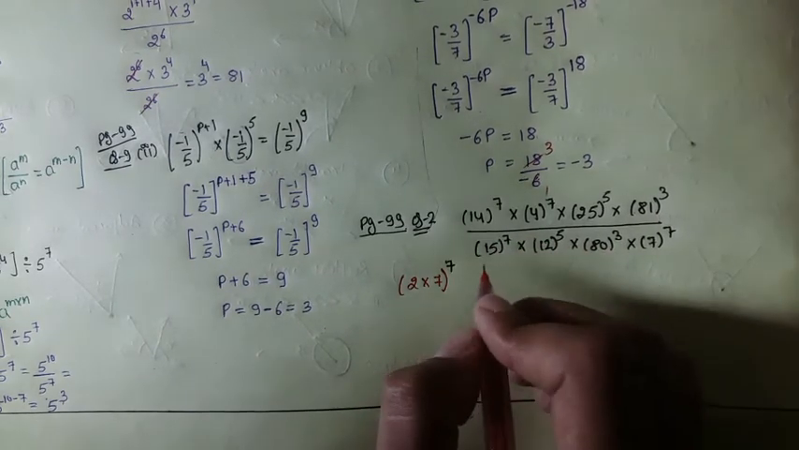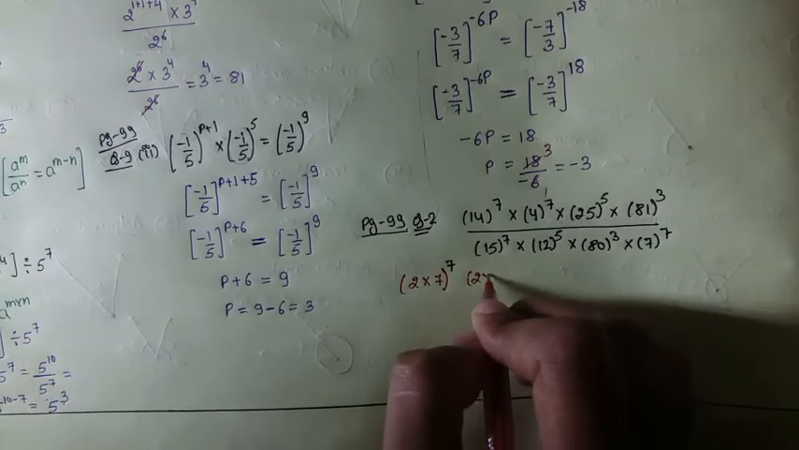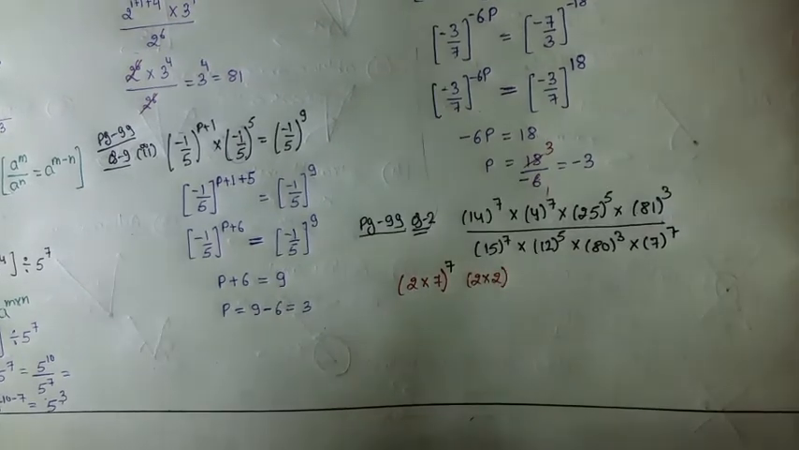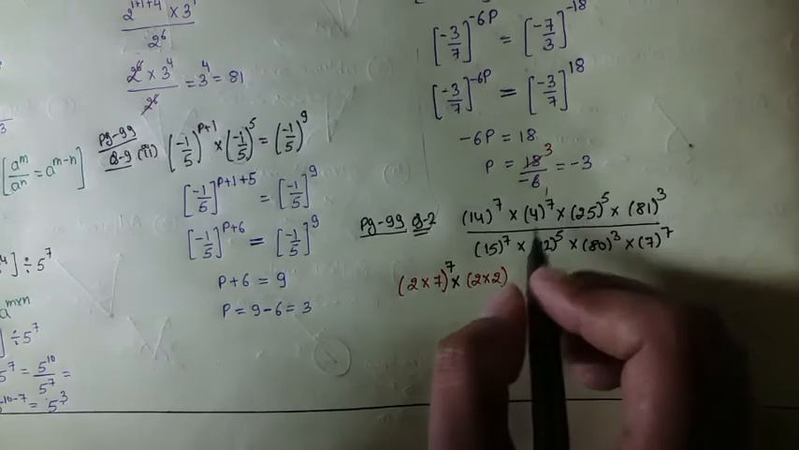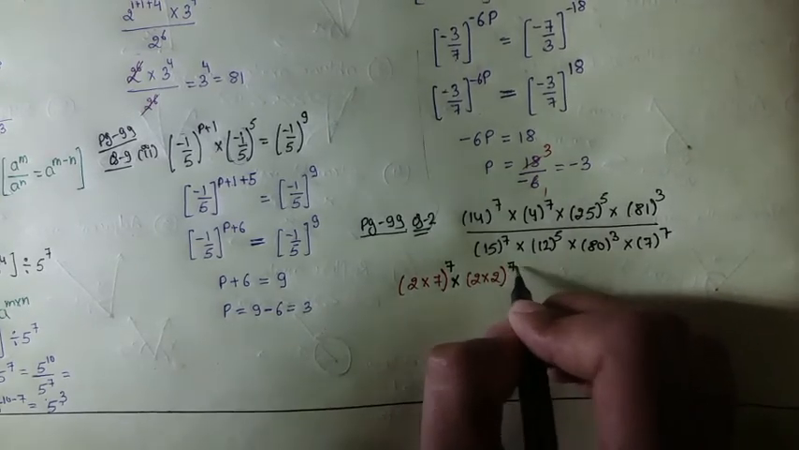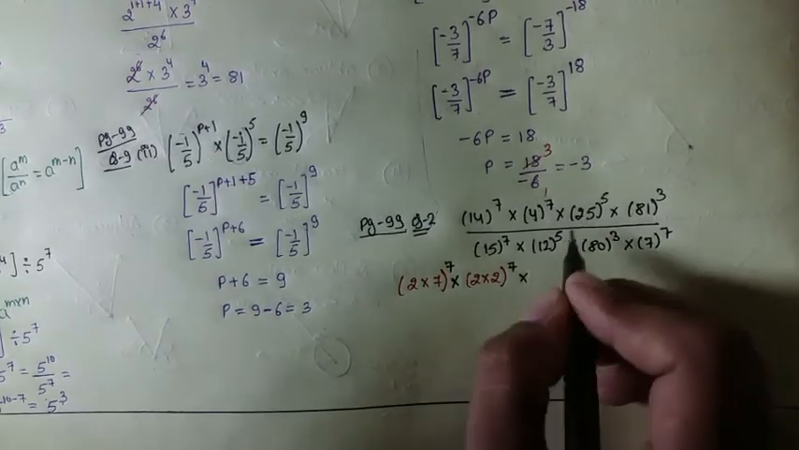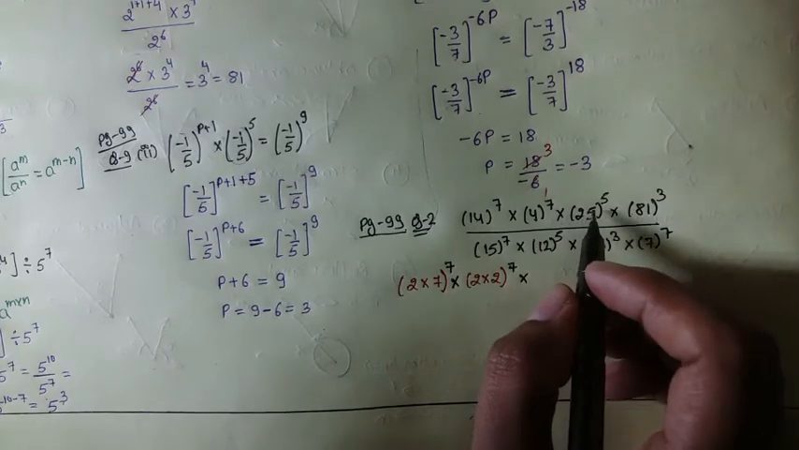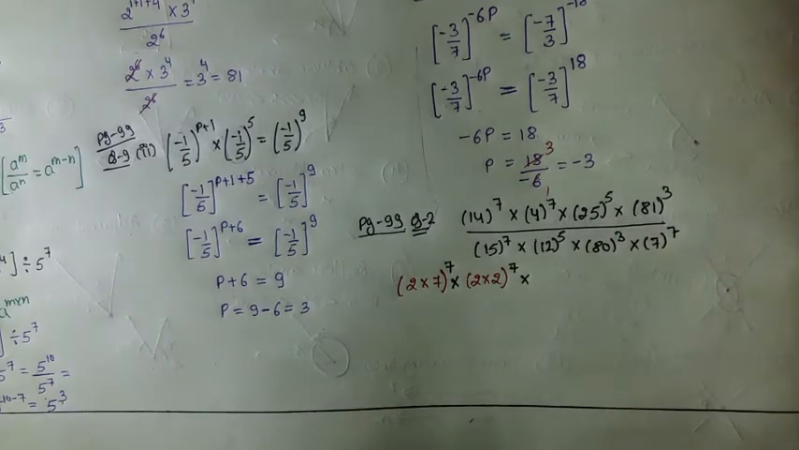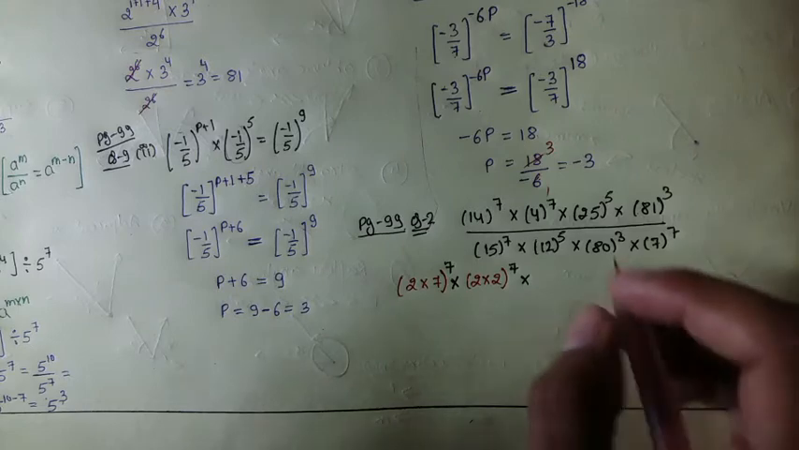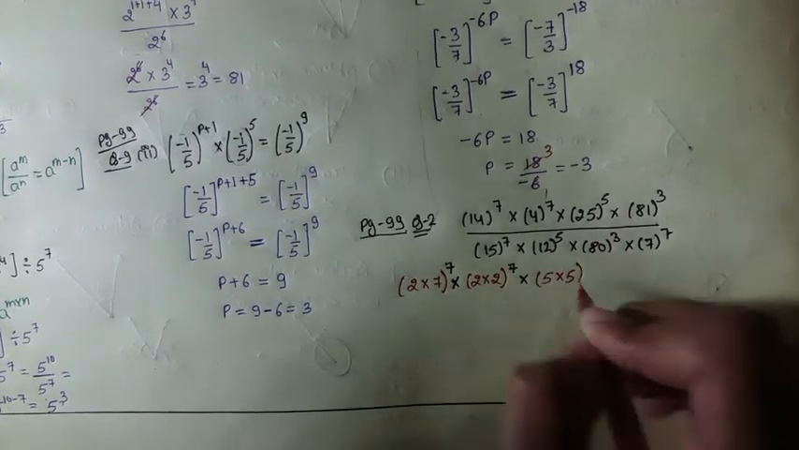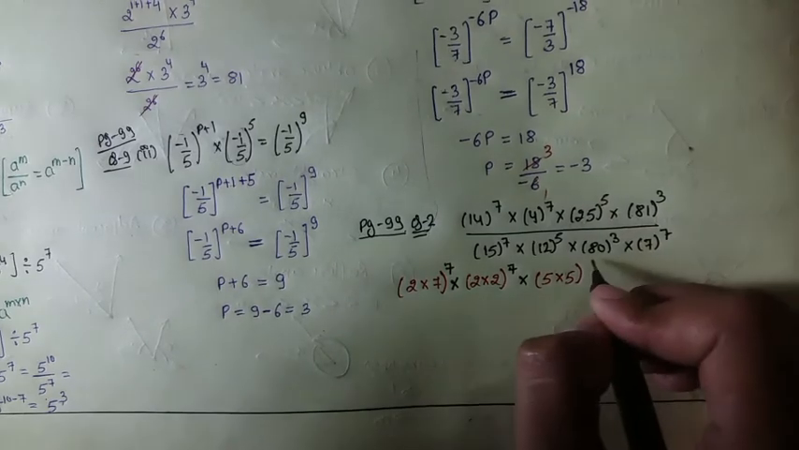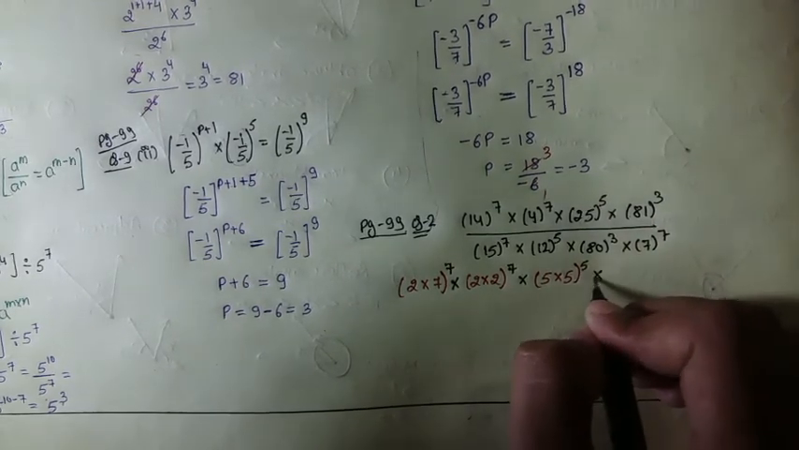4 can be written as 2 into 2. 4 को हम लोग कैसे लिख सकते हैं? 2 into 2 and its power is again 7. You have to write it in the form of prime factors. Prime numbers की multiplication करके लिखनी है. 25 can be written as 5 into 5 and its power is 5.